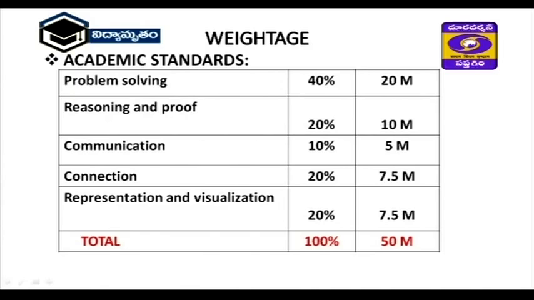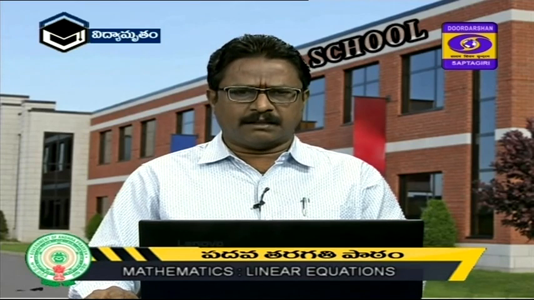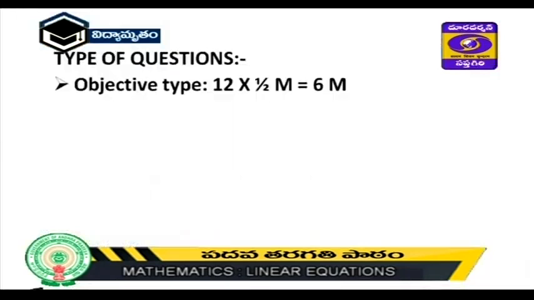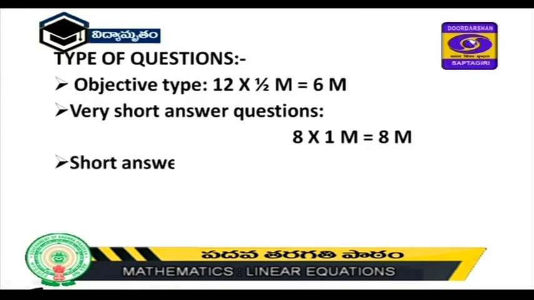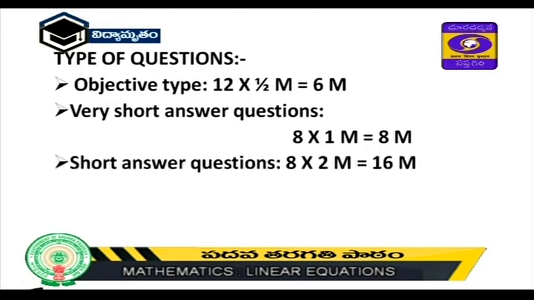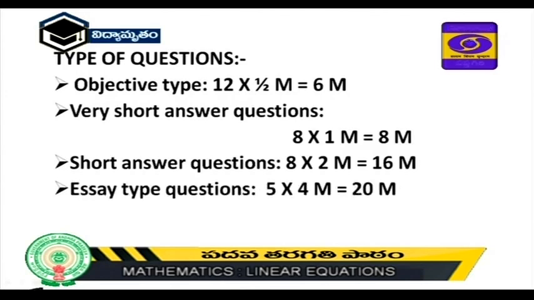Total is 50 marks. Then we will go to the weightage of questions, type of questions. Those are objective questions, 12 questions will be given to you, and 12 halves are 6 marks. Then very short answer questions, 8 questions will be given, 8 ones are 8. Then short answer questions, 8 will be given, 8 twos are 16 marks. Then essay type questions are 5, 5 fours are 20 marks. Total is 50 marks. So, the question paper will be given for 50 marks.